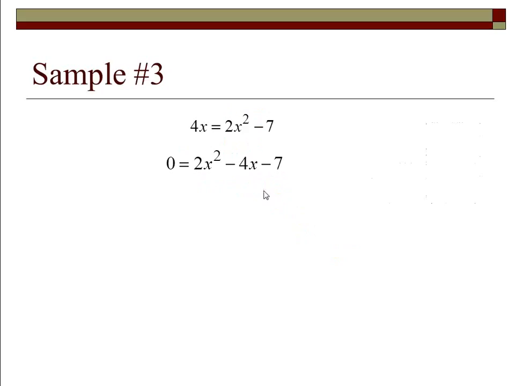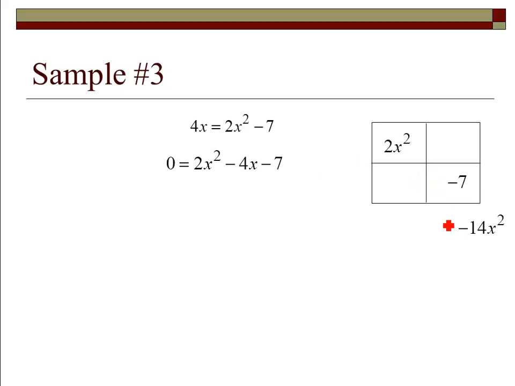Okay, well, let's see if we can factor it. You put the 2x squared here, negative 7 here. I get negative 14x squared. Okay, these two terms have to multiply to give me negative 14x squared, but add to give me negative 4x. And it doesn't take long to realize I'm not going to find anything.